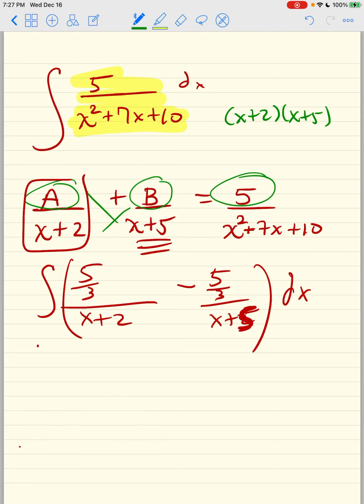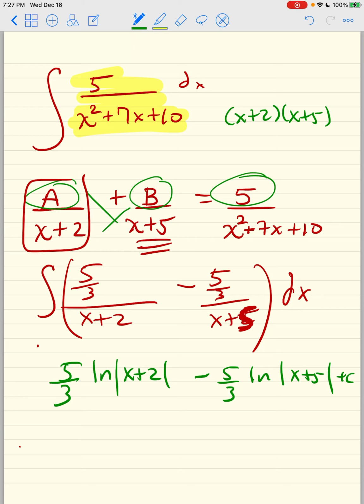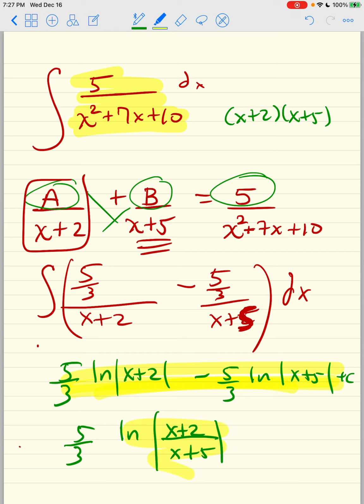Forget about the coefficient, 5/3. This is going to be 5/3 natural log x plus 2 minus 5/3 natural log x plus 5 plus C, of course. You get 5/3 natural log of x plus 2 over x plus 5, and then you could raise that to the 5/3 power. I'm only doing this in this way because a lot of times the AP doesn't have it spread out or expanded like this. Sometimes it's this raised to the 5/3 power. So this is perfectly fine, but just in case, I want you to understand it disguised. Okay, so that's how you do that.